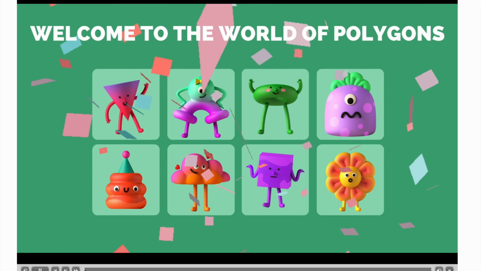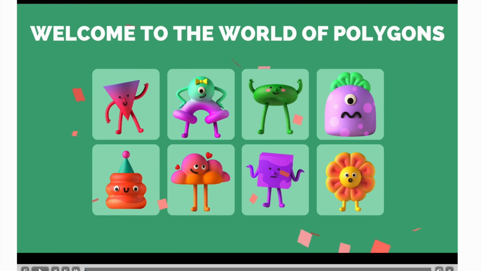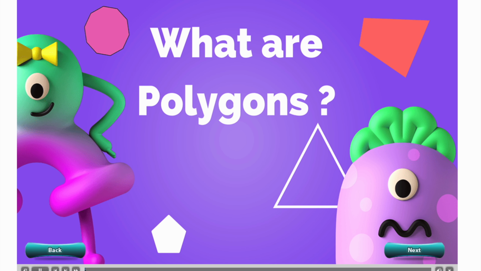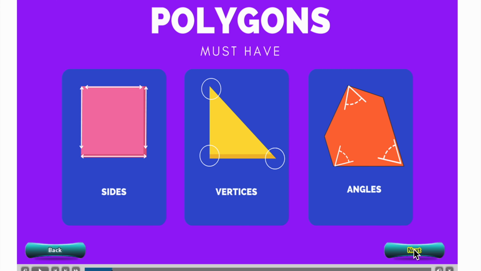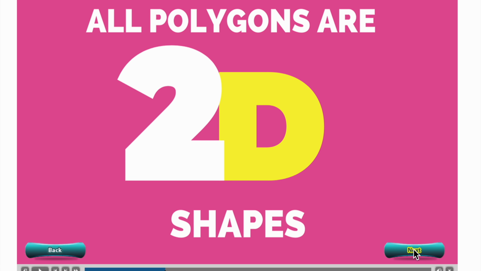Welcome to the world of polygons. What are polygons? Polygons must have sides, vertices, and angles. Polygons are a flat two-dimensional shape with straight sides that are fully closed. All polygons are 2D shapes.